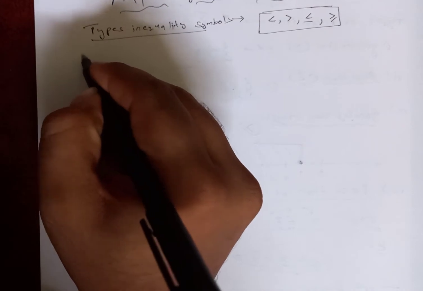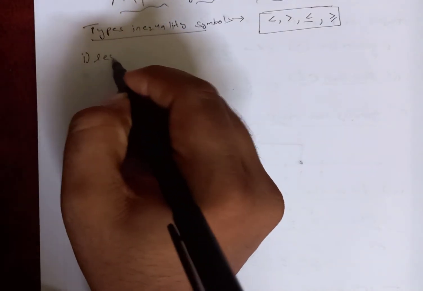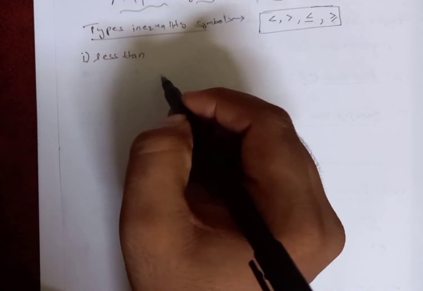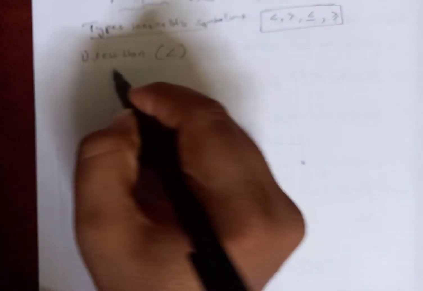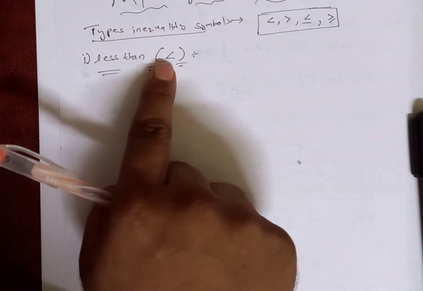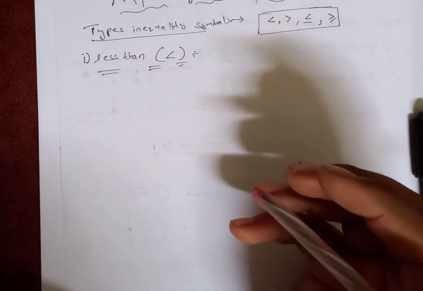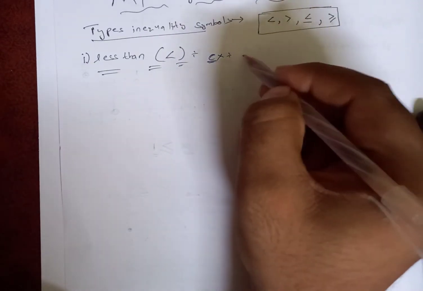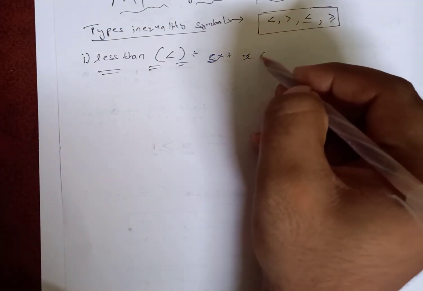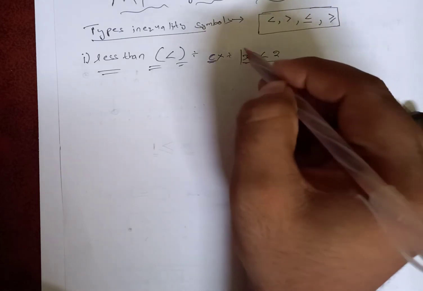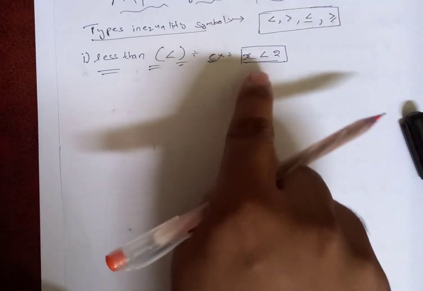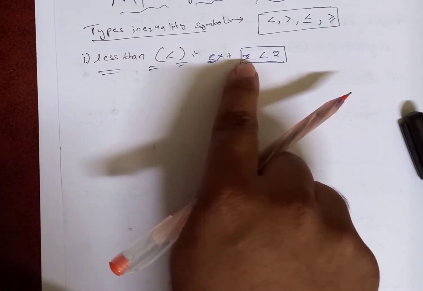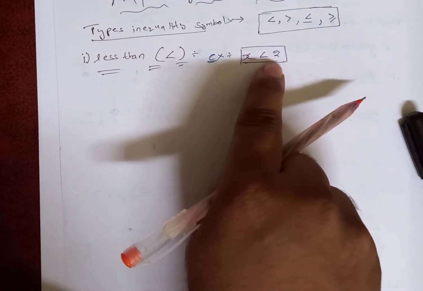The first symbol was less than, and it is denoted by this symbol, friends. This implies that some number is less than some other number. Guys, to make it clear, let me take an example. For example, let us take a variable x which is always less than 2. This is called an inequality. This implies that the value of x will always be less than 2 but not equal to 2.